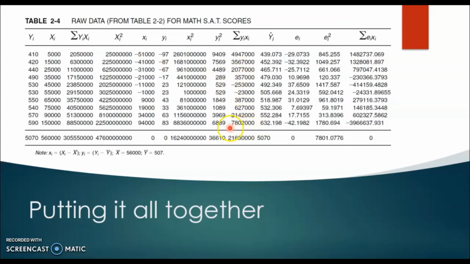So here we have the multiplication value between the deviation in x with the deviation for y. So 94,000 times 83 is equal to 7,802,000. Of course, 21,630,000 is the sum of multiplication of small letter x with small letter y. The sum of multiplication for the deviation in x with the deviation in y.